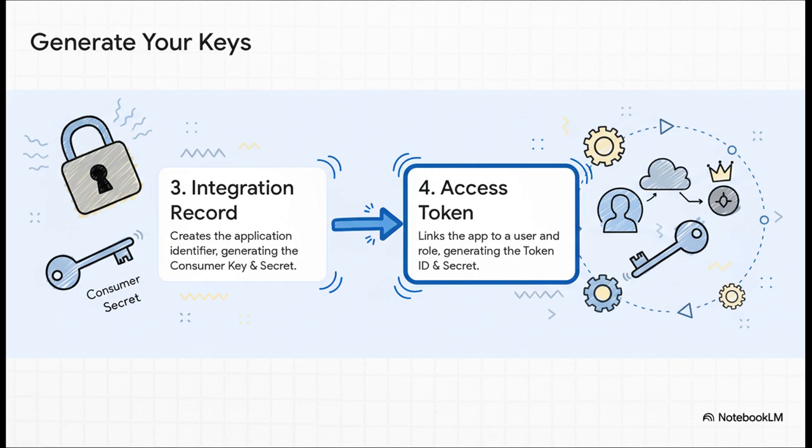Finally, you pop over to Manage Access Tokens, create a new one, and link it to the integration record you just made, a user, and your new role. And that's it. You get your final 2 keys, the token ID and secret.